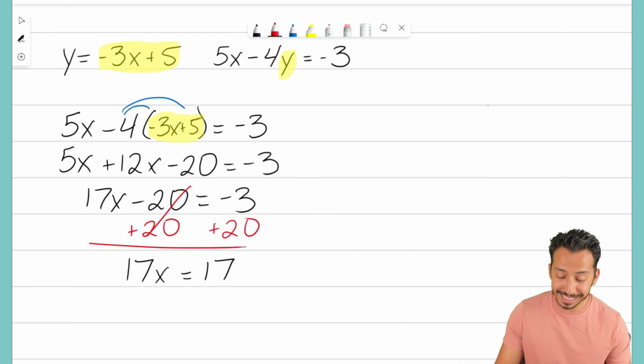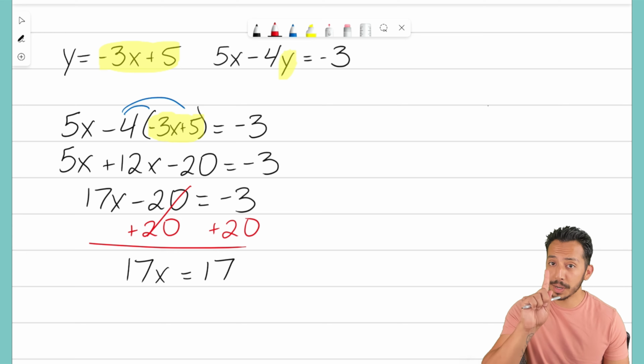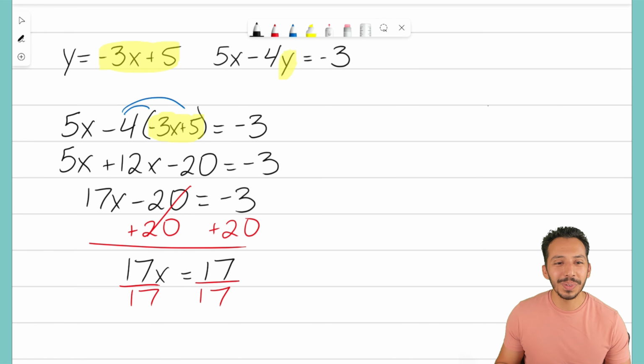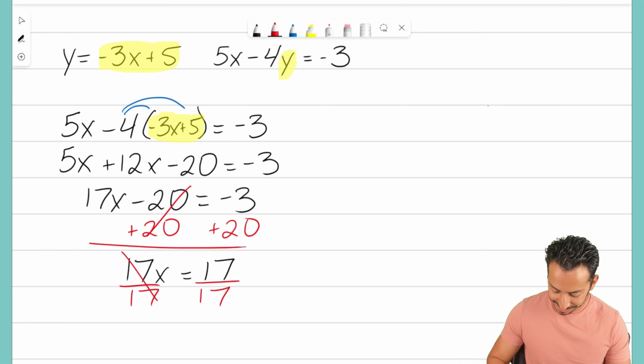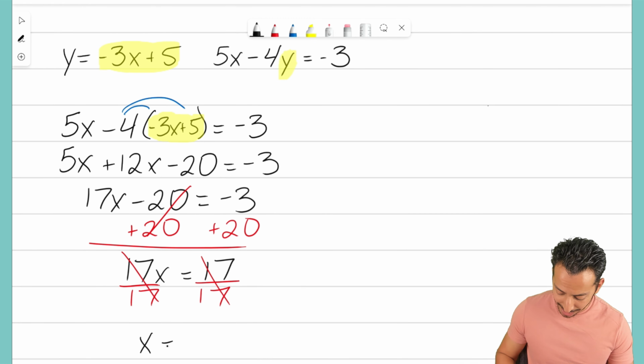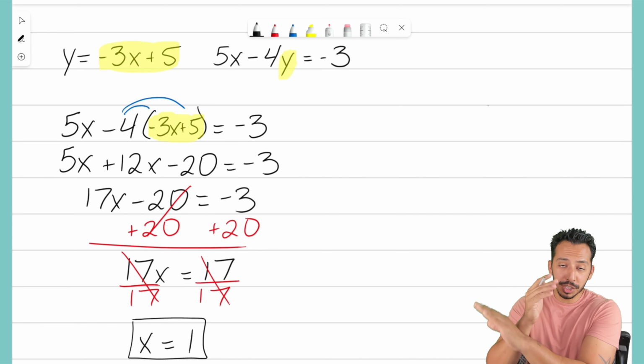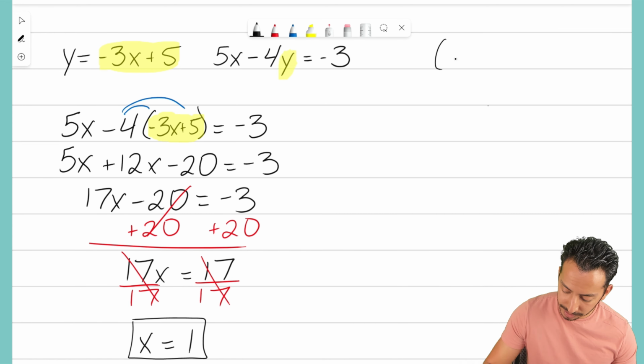I have 17 x's. I don't want 17 x's, I want 1x. To get 1x, we'll divide both sides by that coefficient of 17, and guess what happens here? The 17s on the right side are going to cancel out to a 1. So our x variable ends up equaling 1. So on that point of intersection, the x term is 1. Let's go ahead and write that over here to the side.